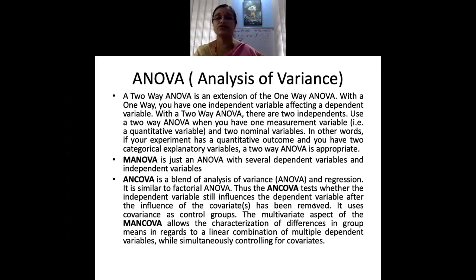Okay. Now, when do we use MANOVA? MANOVA is used when there are several independent variables and when there are several dependent variables. ANCOVA is used when there are covariances.